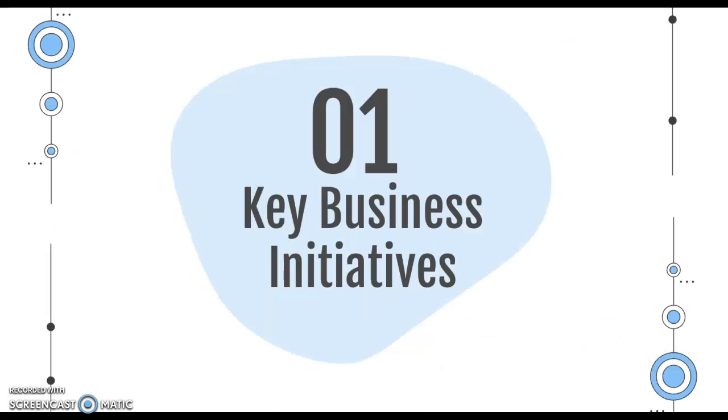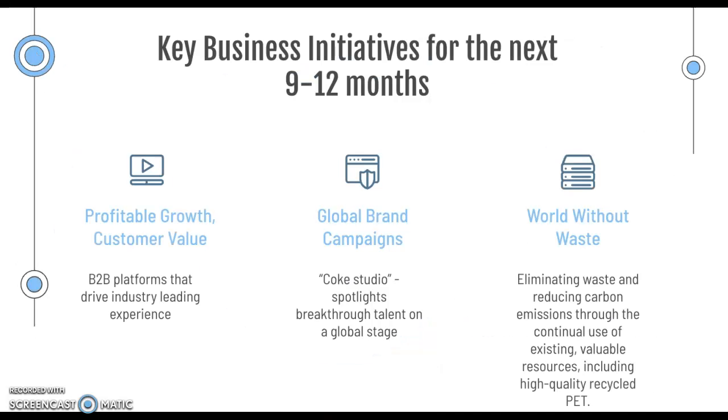So first we're going to go over the key business initiatives. The 3 key business initiatives for the next 9 to 12 months for Coca-Cola are profitable growth, consumer value. So this is business-to-business platforms that drive industry-leading experience. Global brand campaigns, including Coke Studio Spotlights, which is a breakthrough talent competition on a global stage. So they have different artists come and perform, sponsored by Coke. And then World Without Waste, so eliminating waste and reducing carbon emissions through the continual use of existing valuable resources, including high-quality recycled PET.